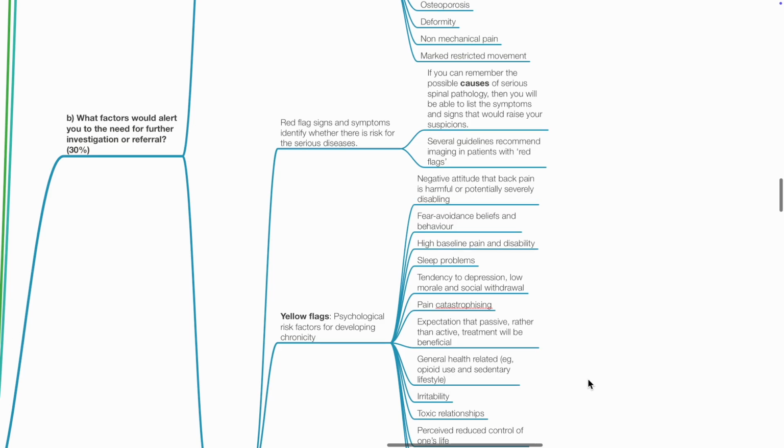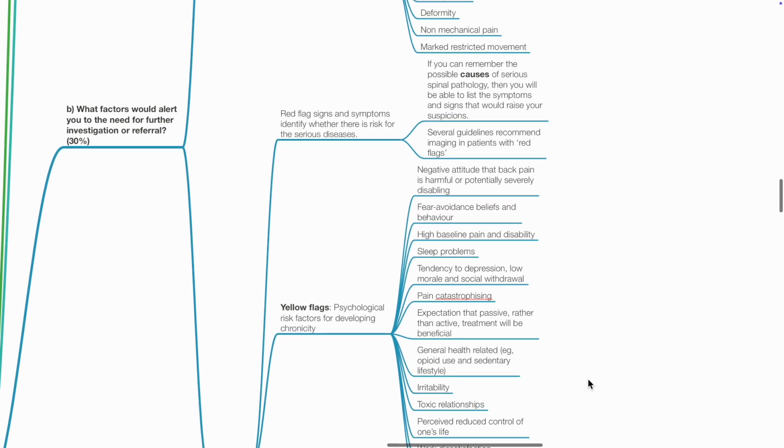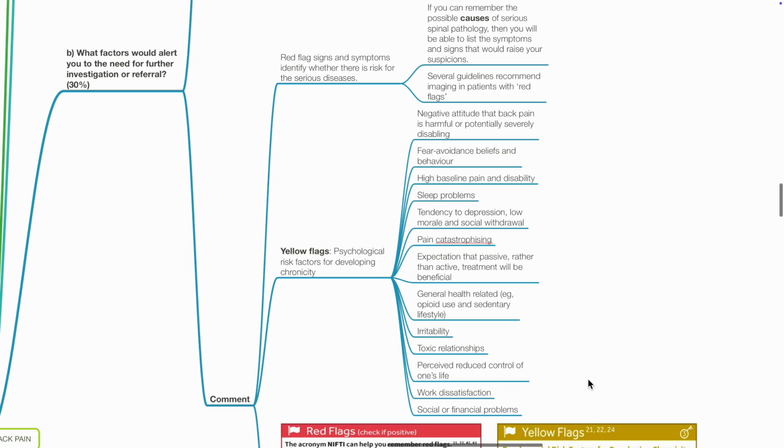Yellow flags indicate psychological risk factors for developing chronicity. This includes negative attitude that back pain is harmful and potentially severely disabling, fear avoidance beliefs and behavior, high baseline pain and disability, sleep problems, tendency to depression, low morale and social withdrawal, pain catastrophizing, expectation that passive rather than active treatment will be beneficial, general health related such as opioid use and sedentary lifestyle, irritability, toxic relationships, perceived reduced control of one's life, work dissatisfaction, social or financial problems.